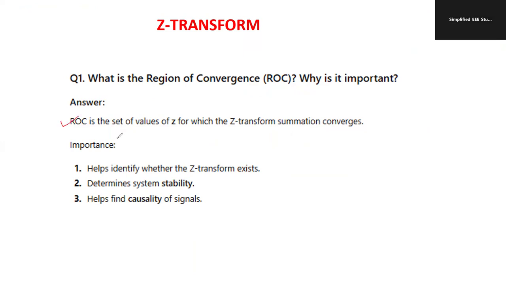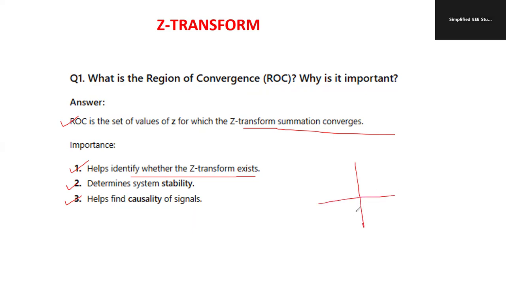Region of convergence is the set of values of z for which the z-transform summation converges. Why is ROC required? It helps to identify whether the z-transform exists or not. Also, another important thing is you can predict the stability. Also, it helps to find the causality of the signals. That is the importance of ROC.